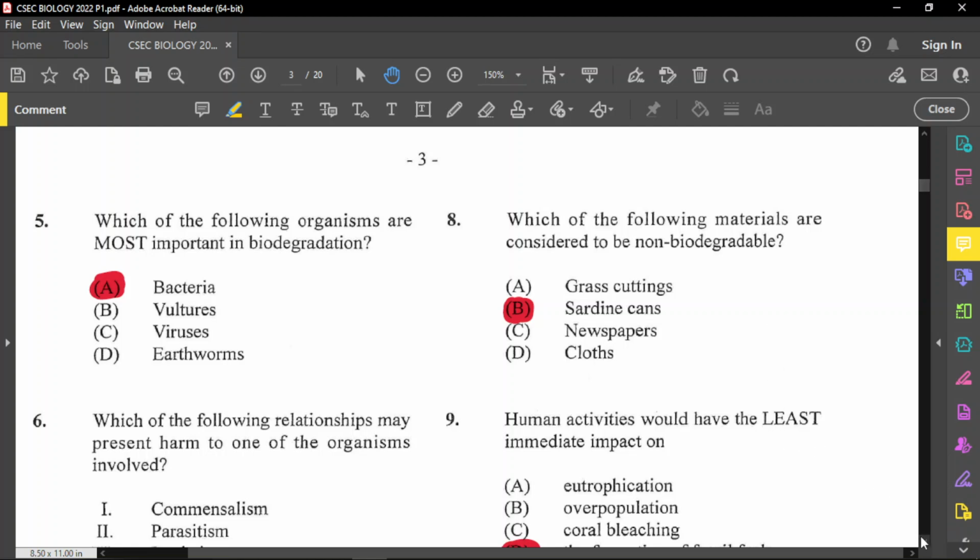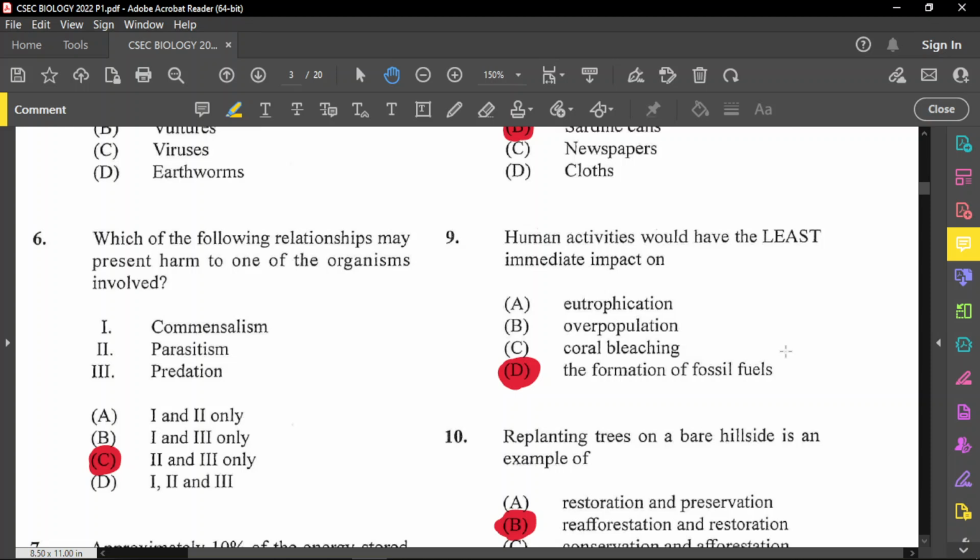All right, so question number 9 is that human activities would have the least immediate impact on what? And of course, eutrophication is because of deposit of nutrients such as farming and so on. So that's direct and immediate. Overpopulation, of course, if you have a lot of organisms and it said human activities anyhow. So overpopulation, of course, if you reproduce real quickly, then that will lead to it. Coral bleaching, if you use chemicals in the ocean, it could damage the corals, definitely. Or not only that, anything that causes pollution can lead to coral bleaching, global warming, for example.